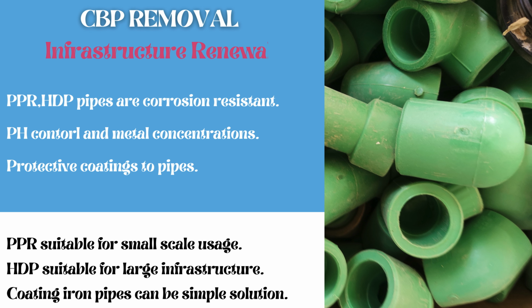The best way to overcome this problem, the corrosion, is by renewing our pipes, either adding anti-corrosive materials in the pipes or using different materials like PVC or HDPE. It is also necessary to control pH and metal concentration in water.